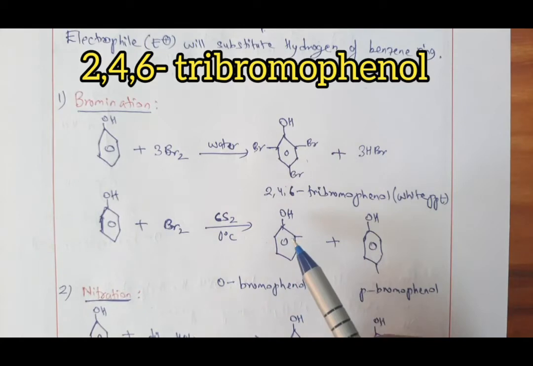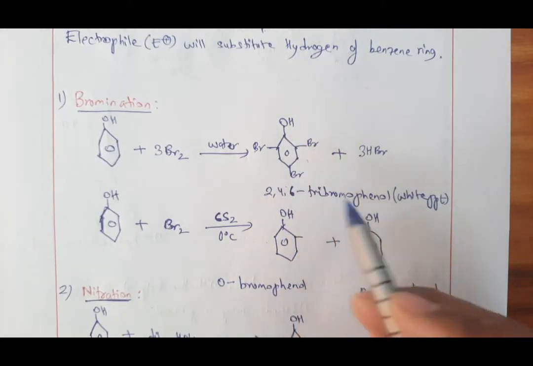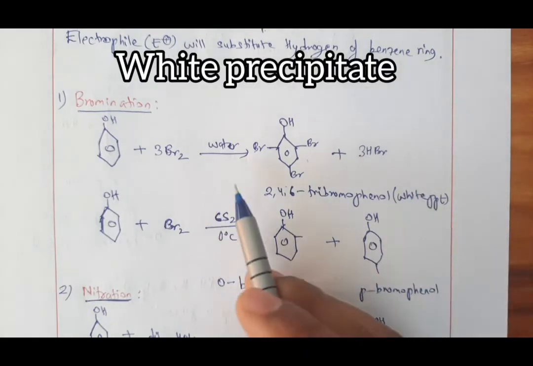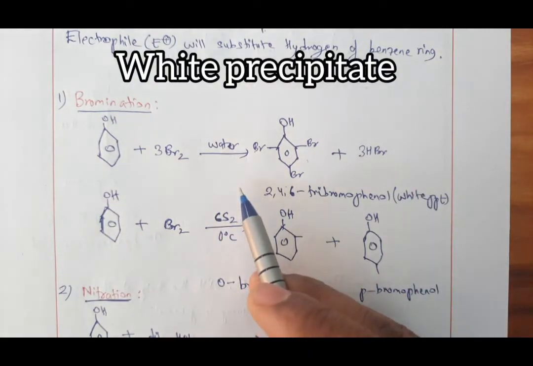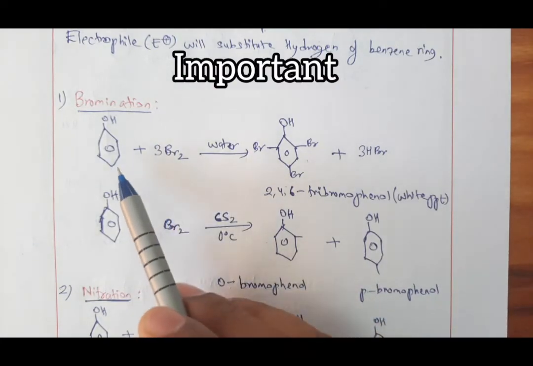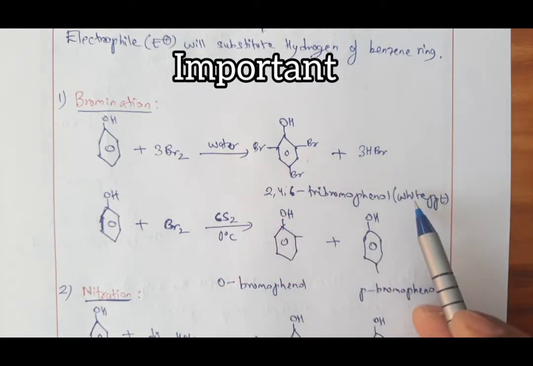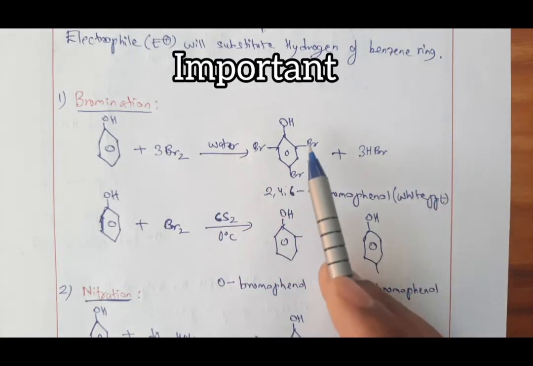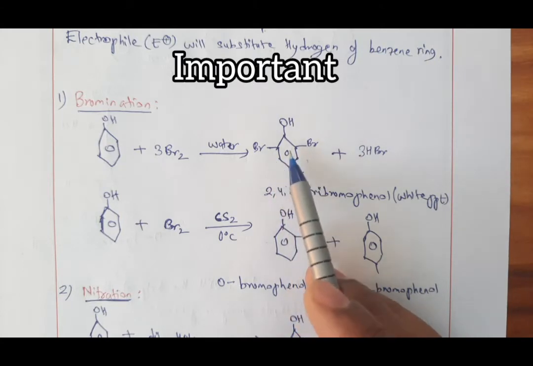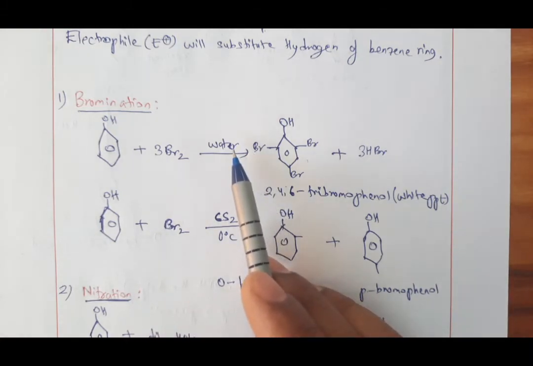Benzene ring with OH is called phenol. And this compound called 2, 4, 6 tribromophenol is a white precipitate. So this can be considered as one of the tests for phenol, students. So question: what do you observe when phenol reacts with bromine water? We get a white precipitate. And what is the name of this compound? 2, 4, 6 tribromophenol.